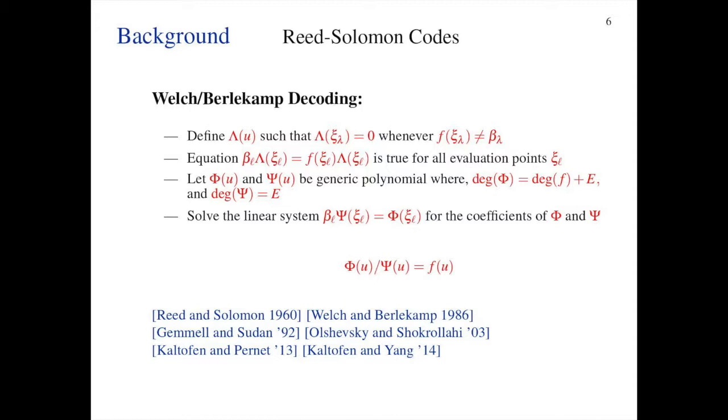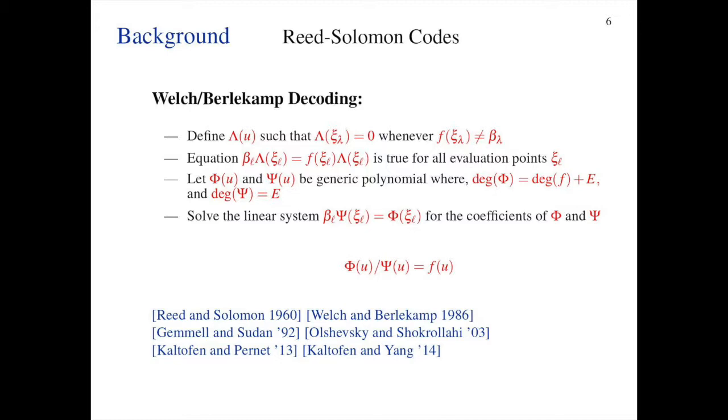Okay, so how do we do the decoding? Well, first you define a polynomial lambda. So this is the Mills-Sudan view of the Welch-Berlekamp decoding algorithm. So you define a polynomial lambda. Lambda is such that at any place where an error occurs, this is a root of lambda. So then you set up this equation, beta. Remember, beta is the received word. Beta times lambda equals F times lambda. And this is true for all evaluation points xi sub L. Because if there's an error, lambda is 0. And if there's no error, beta is the same as F.